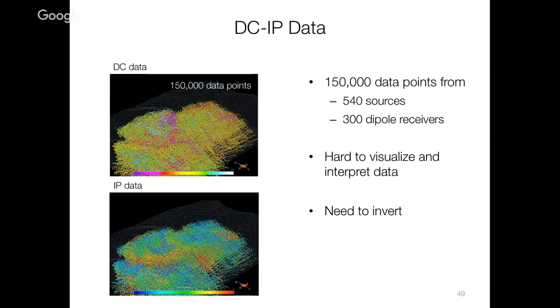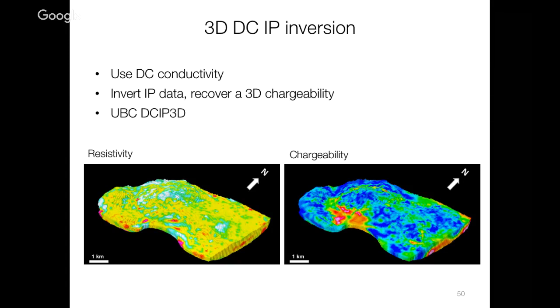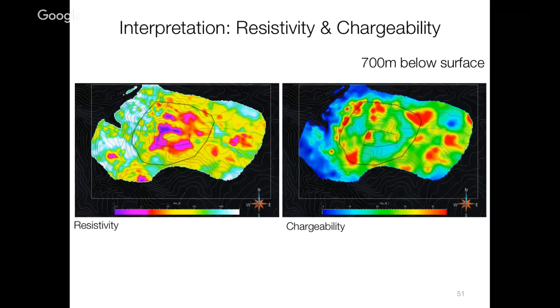We also have IP, which I haven't talked about, but that's collected at the same time. Need to invert those and end up with a chargeability model that looks like this. And it's kind of interesting to look at the relationship between the two of them. So in the resistivity, we have this high ring of conductivity here. If we take that contour and put it on here, we get something that looks like that. The chargeability looks like it's kind of got a bit of a ring here. Superimpose that on that, it kind of comes out in there.